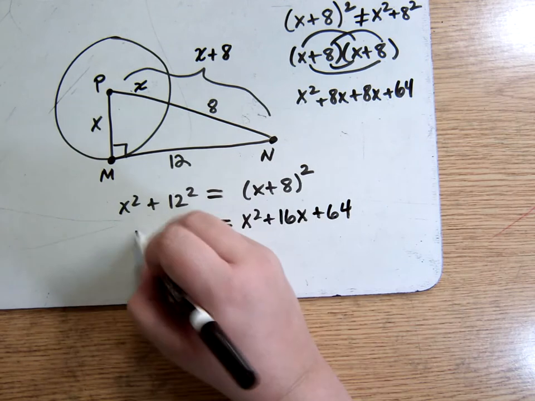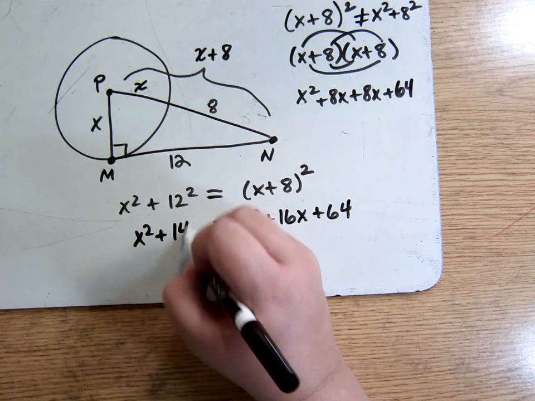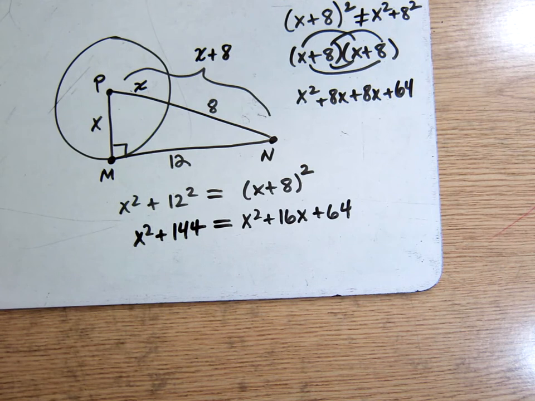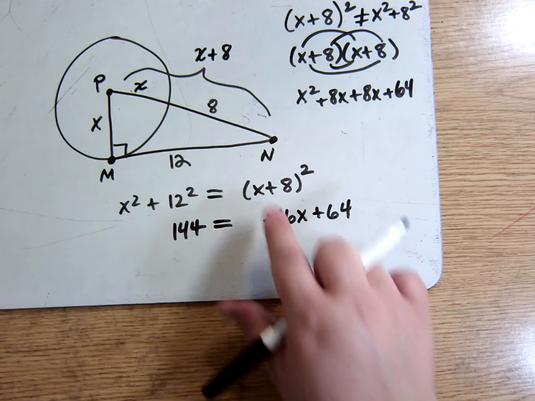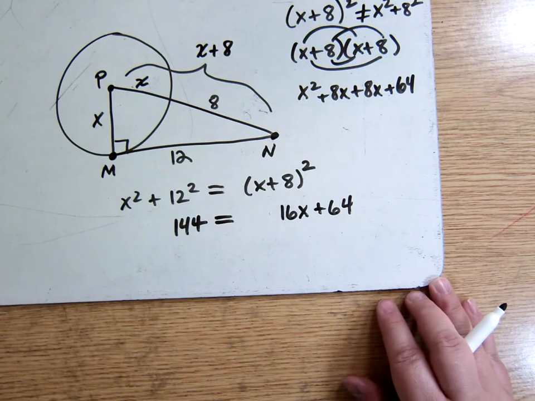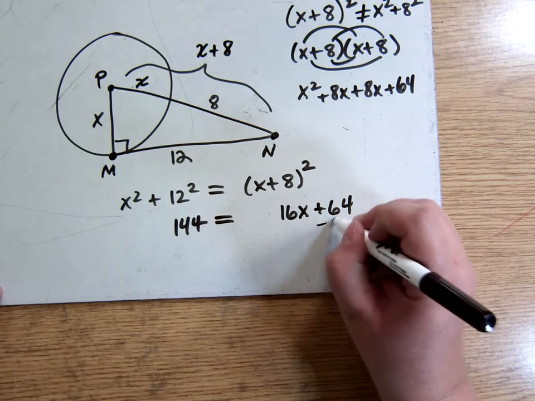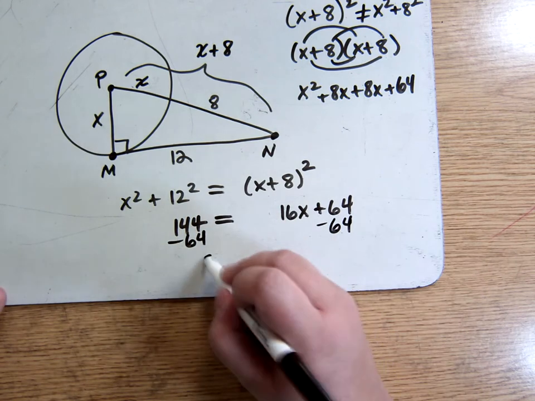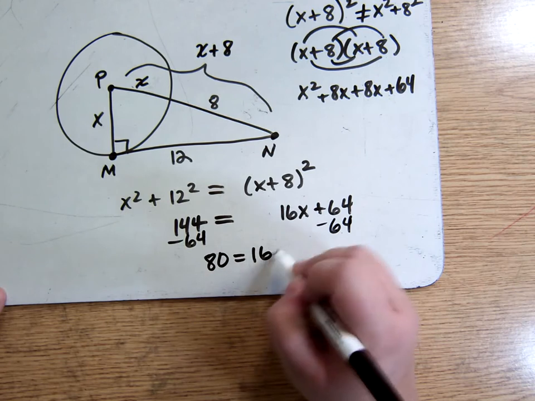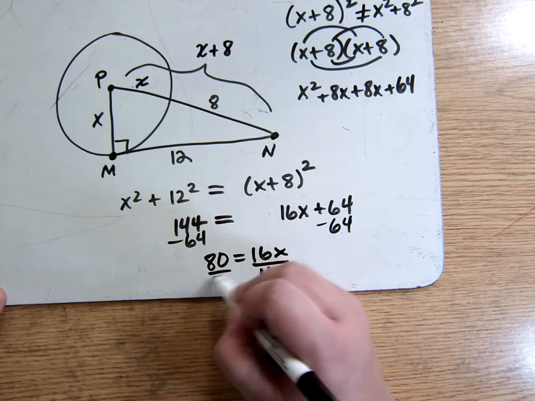And over here we have x squared plus 144. The nice thing about this problem is we have an x squared on both sides. If we subtract it from both sides, no more x squared. So it's not quadratic anymore. Then we can subtract 64 from both sides and get 80 equals 16x. Divide both sides by 16, and x is 5.